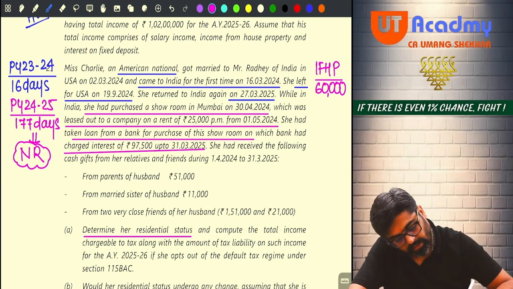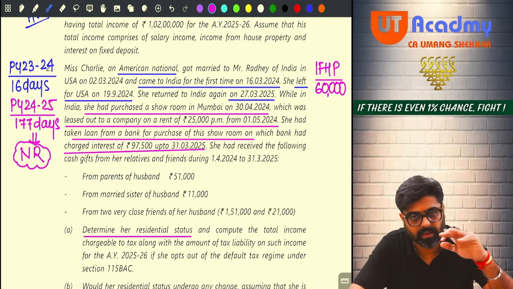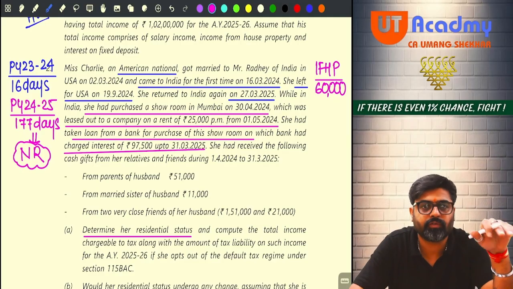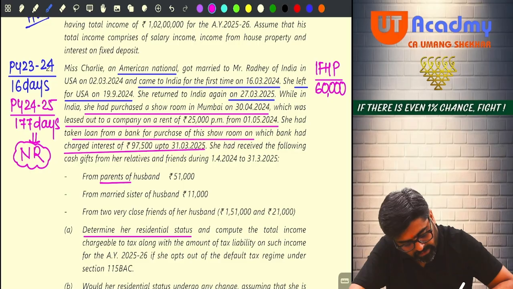Now she had received following cash gifts from her relatives. So when she was in India, at that time few gifts she received. One gift she received from the husband's parents, meaning relatives.